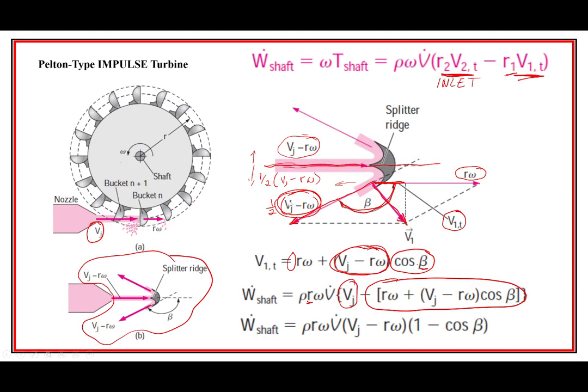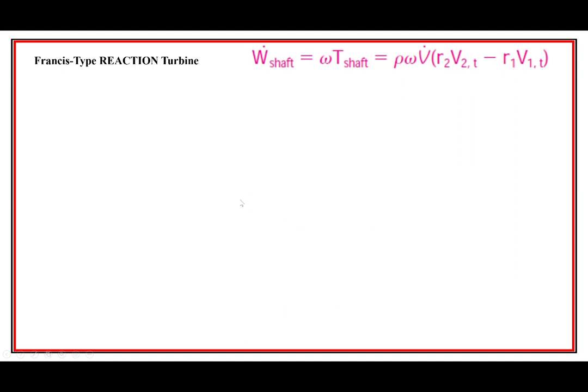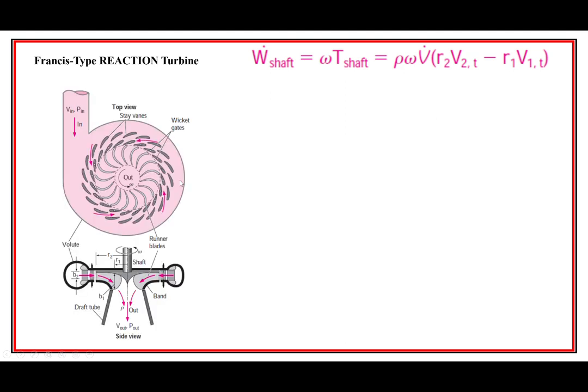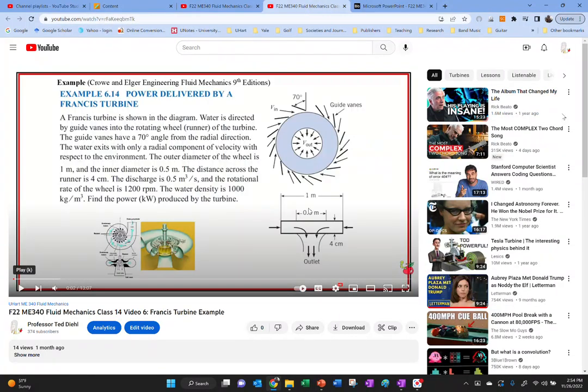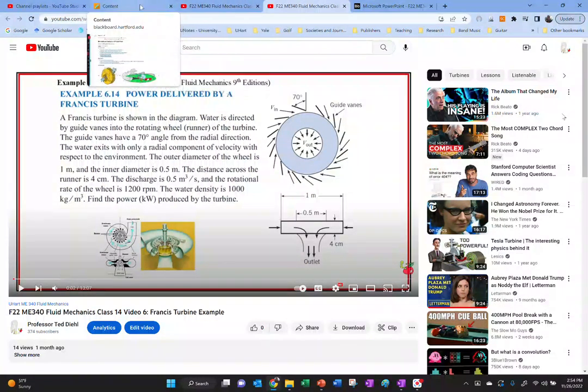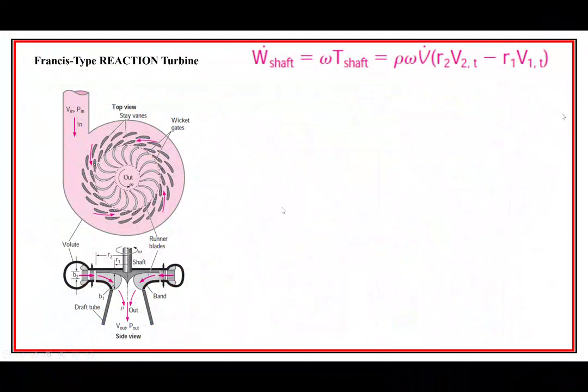And this is all about the velocity triangle again, just like we had with pumps. A little bit more straightforward, but not necessarily straightforward, example here is now the Francis type reaction turbine. We had seen that previously in video 6 from class 14, where we had an example of another Francis turbine. We'll do another example after this of that.